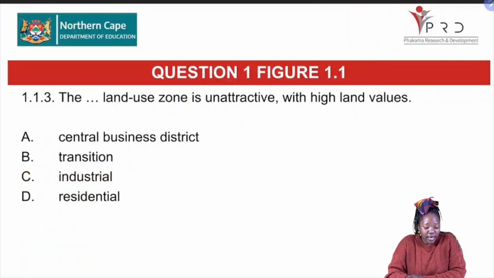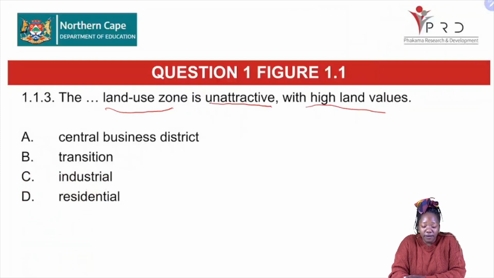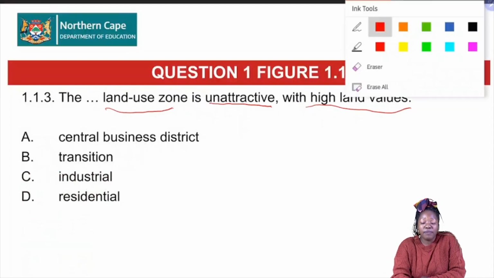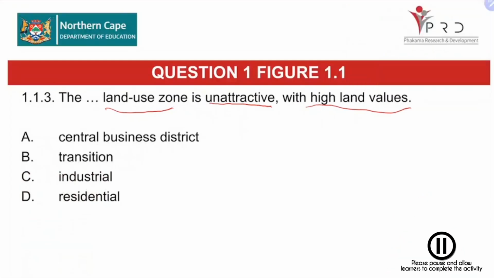Then we're looking at your 1.1.3, which is the land use zone again that is unattractive. So the land use zone that is unattractive but with a high land value. So again, that 1 minute, and then after 1 minute, we will be able to proceed to the corrections.